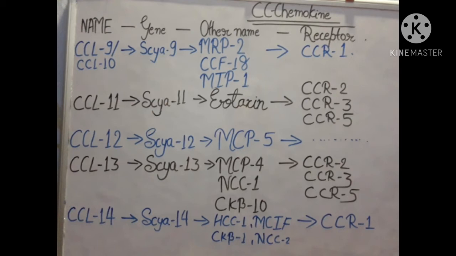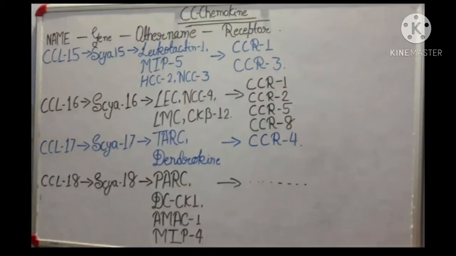CCL14 is encoded by gene SCYA14. It is also known as HCC1, MCIF, CK-beta1, NCC2, and its receptor is CCR1. Next is CCL15, which is encoded by SCYA15. It is also known as leucotactin 1, MIP5, HCC2, NCC3. Its two receptors are CCR1 and CCR3.